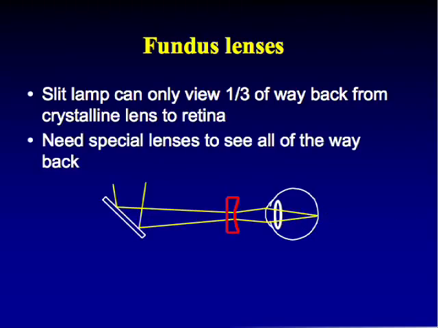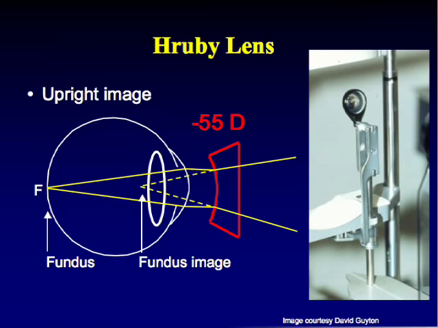So here we have a minus lens, and another is a minus lens. The minus lens diverges the light on the way in, so now it can make it all the way back to the retina so you can see it, and that's the Hruby lens. The Hruby lens is a minus 55 diopter lens. It gives you an upright image of the fundus with minimal magnification distortion. It's actually a very quality image, but it's kind of cumbersome to use, so we tend not to see it used very much anymore thanks to the indirect methods.